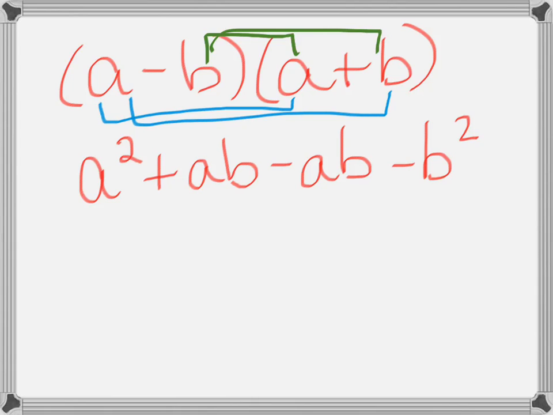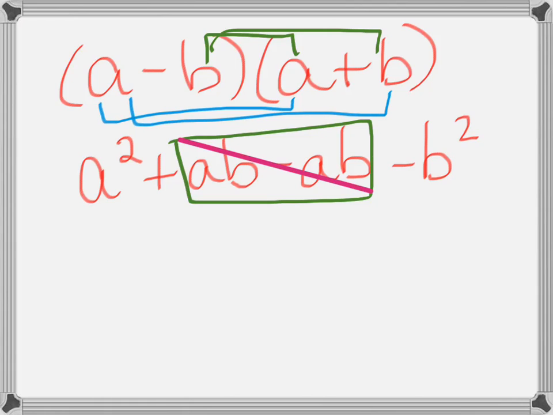Notice what happens with the middle terms. One's a positive ab and one's a negative ab, so they're going to cancel out, leaving us with a squared minus b squared. This is a special type of binomial. It's called the difference of two squares because it's subtracting, which means difference, and both the first and the last term are perfect squares. This will be very important when we get to factoring in the next lesson.